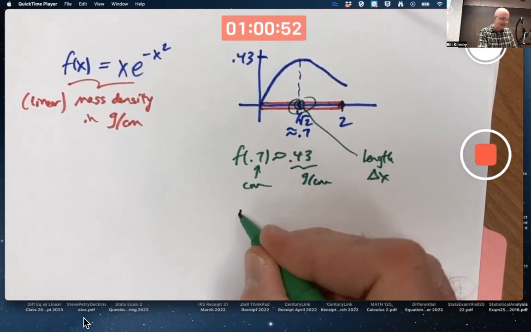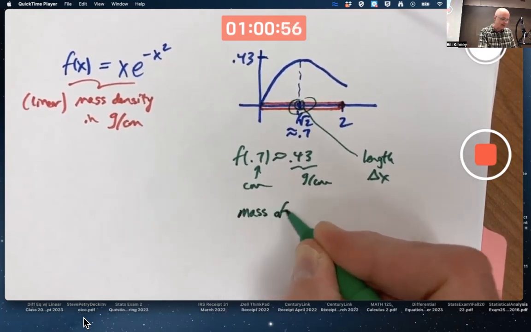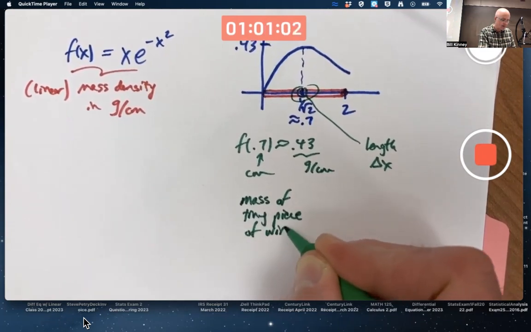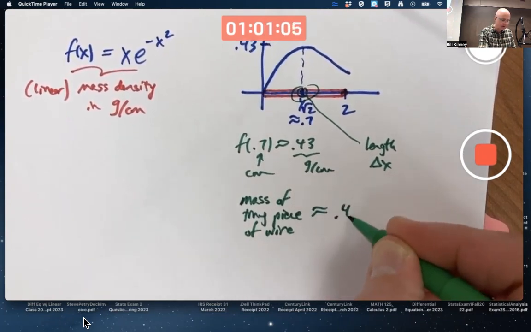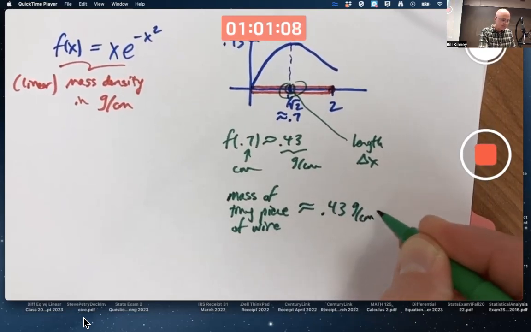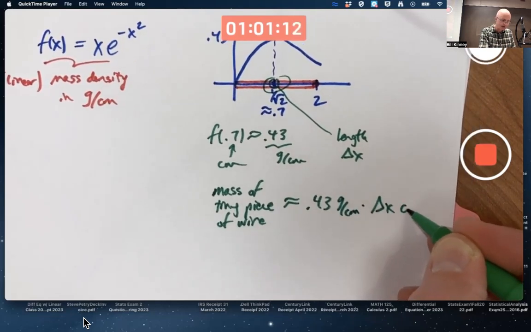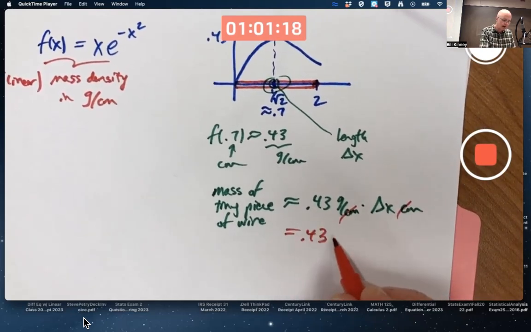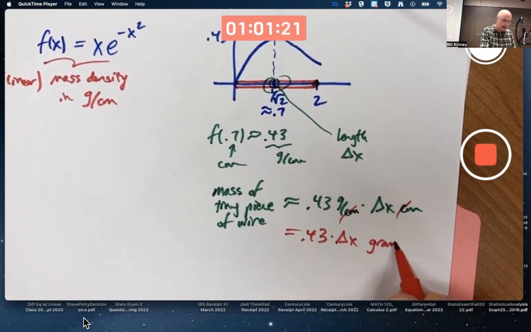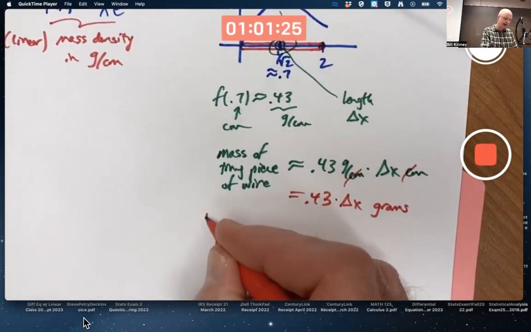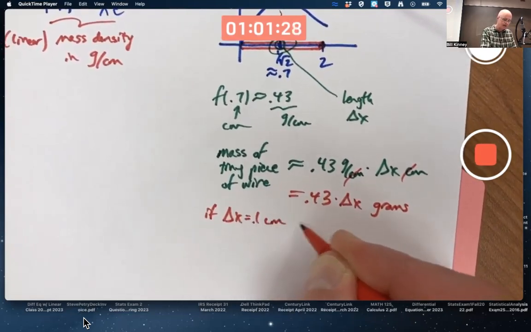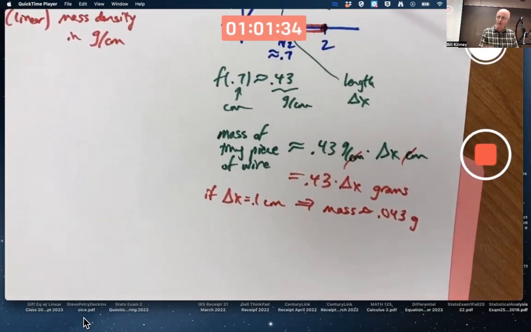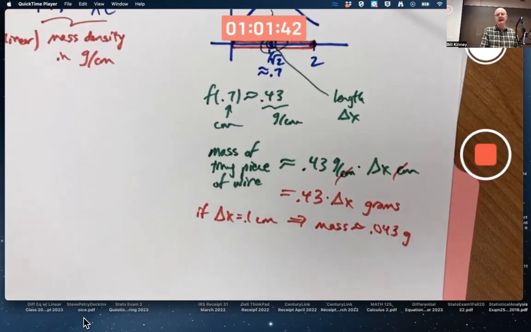The mass of a tiny piece of wire would be approximately the mass density, 0.43 grams per centimeter, times the length delta x, which is in centimeters. You'd want to use consistent units. The centimeters would cancel, giving you 0.43 times delta x grams. And so, for example, if delta x is 0.1 centimeters, then the mass is approximately 0.043 grams, for example. So that's a mass of a tiny piece.